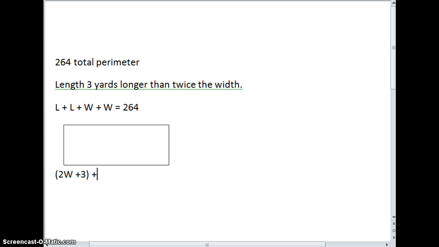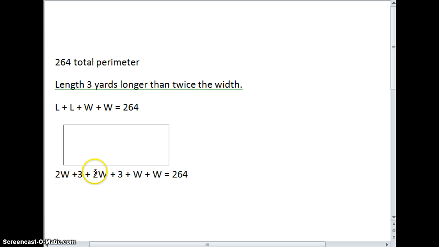So that's one length plus the second length, which is twice the width plus 3, and then we add the 2 widths together as well. So the length plus the length plus the widths equals 264. And from here, the parentheses are just there to help you organize it. So get rid of them and combine everything that's similar.